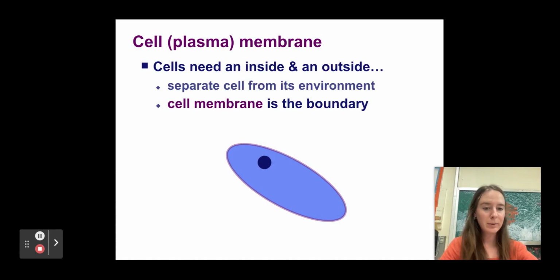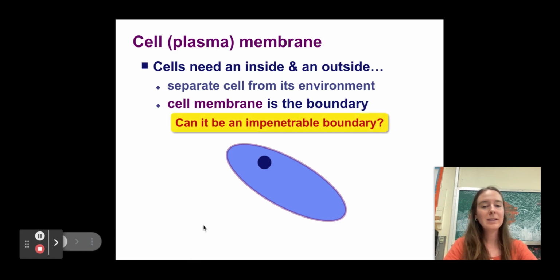So we're talking about the plasma membrane. And why are plasma membranes important? Well, cells are the smallest, most basic unit of life, and there's a very clear inside and there is a very clear outside. So the plasma membrane, or the cell membrane, is like the boundary that separates a cell from its environment. Now, can the cell membrane be impenetrable? What does that mean? That means nothing can get in and out.